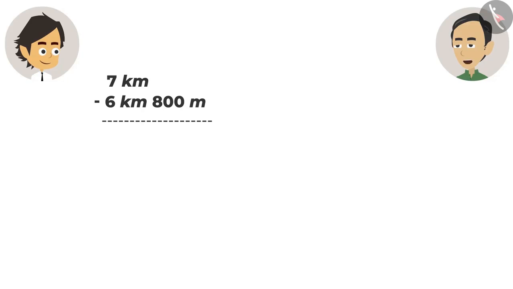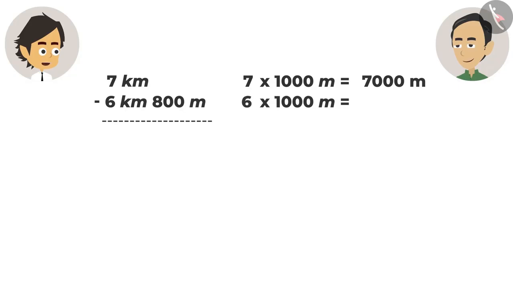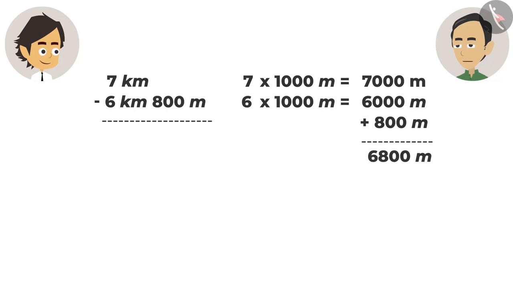Convert both distances into meters. To convert 7 kilometers into meters, we will multiply 1000 into it. So here it is 7000 meters. Just like that, multiplying by 1000 in 6 kilometers, the answer will come 6000 meters. And adding 800 meters to it, the answer will be 6800 meters.